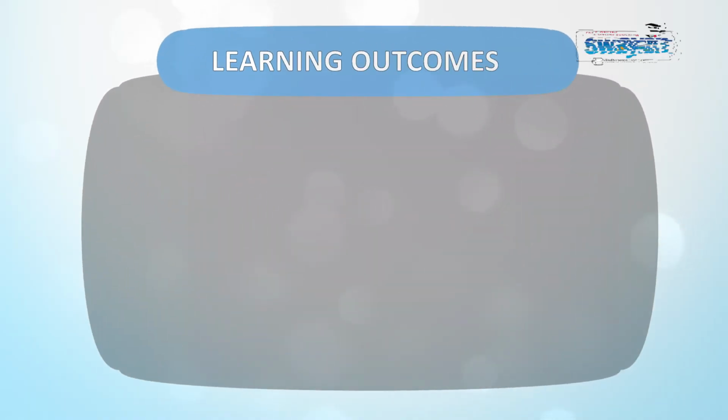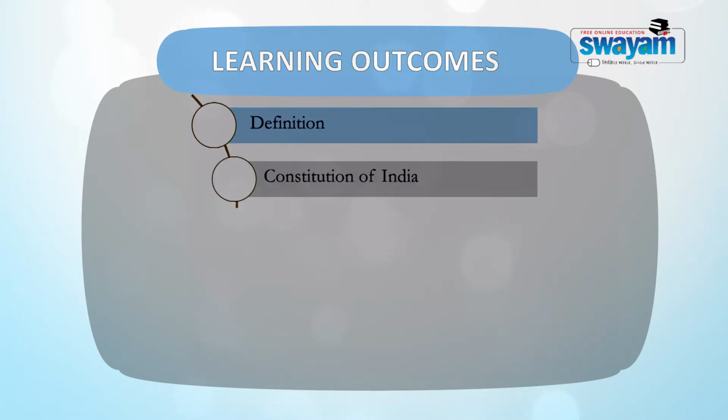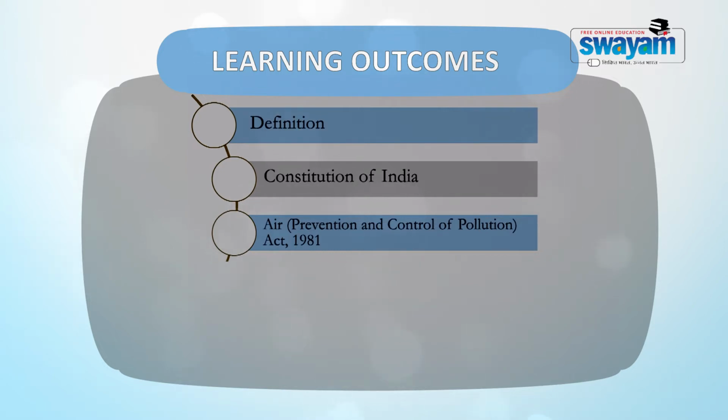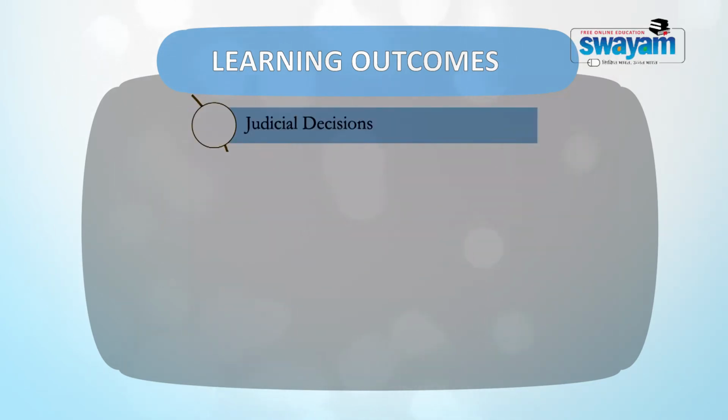The objective of this particular module is to introduce you to the legal framework concerning air pollution in India. We'll be looking at the features of the Constitution of India, the Air Prevention and Control of Pollution Act 1981, a specific law on air pollution, the Environment Protection Act of 1986, which is the umbrella environmental legislation in India, as well as the Environment Protection Rules of 1986 framed under the Environment Protection Act. And also we'll be looking at some of the important judicial decisions, primarily from the Supreme Court of India, dealing with specific aspects of air pollution.